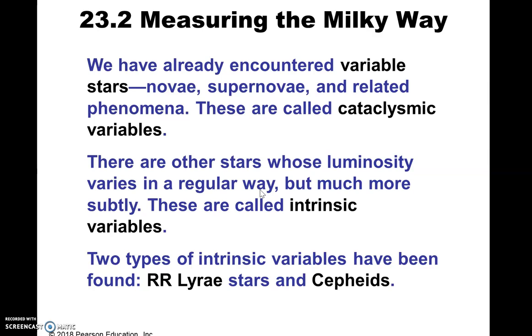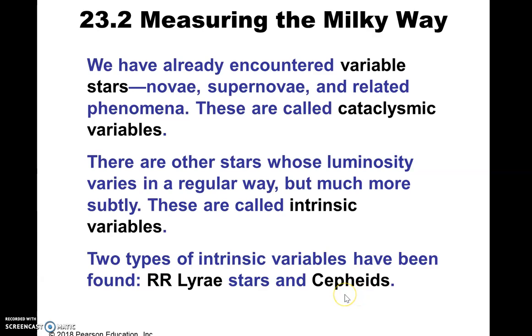All right, and then there are other variables where the luminosity varies in a more predictable, regular way, that you can almost set a clock by. These things don't necessarily have anything to do with being in a binary system, so we call them intrinsic variables. That is, by themselves, they're variable stars, varying their luminosity in a nice, predictable way. So, two types that are very important to astronomy are the RR Lyra and the Cepheid variables.